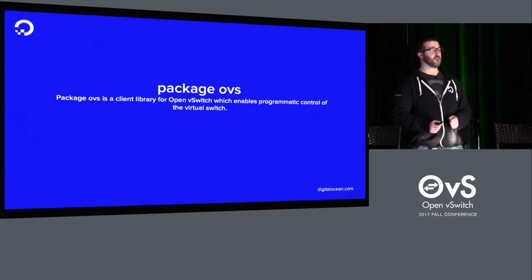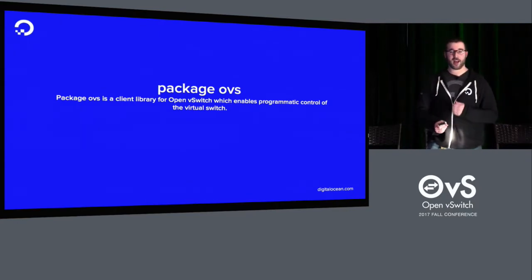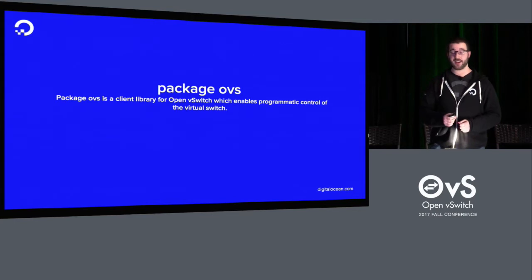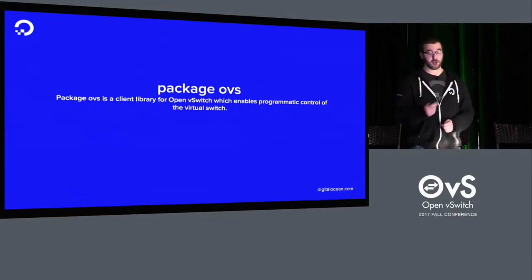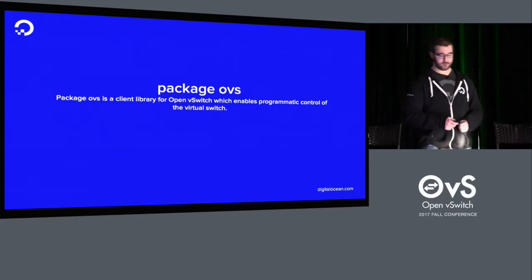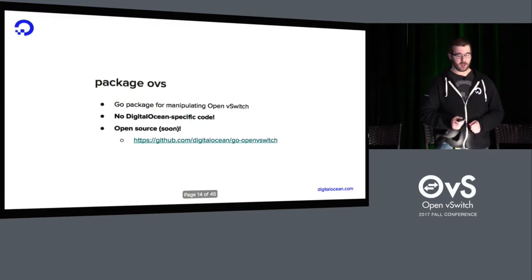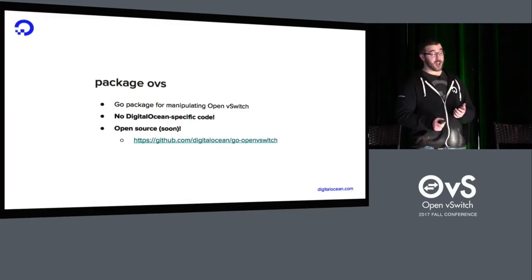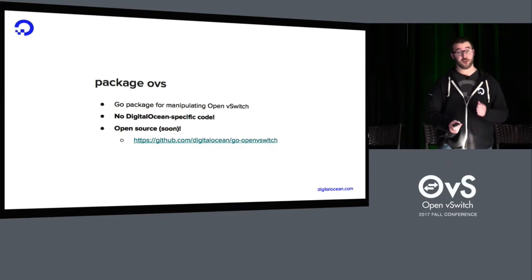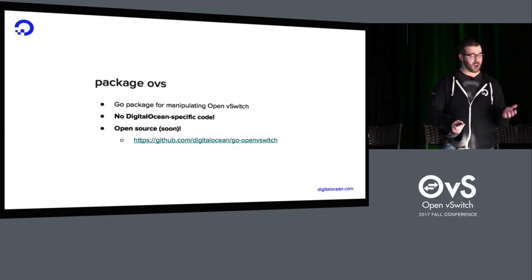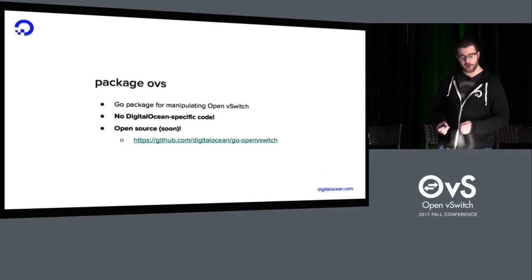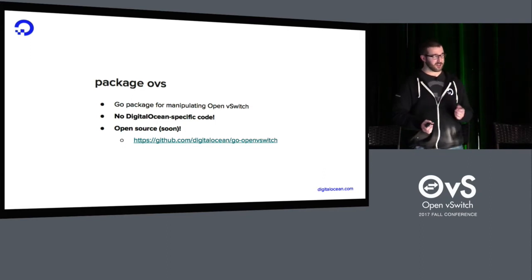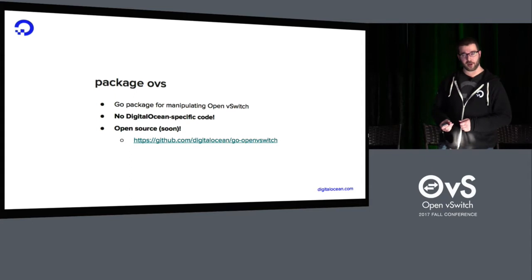So first, I'd like to introduce package OvS. And this is our client library for vSwitch. And it enables programmatic control of the virtual switch from the Go programming language. So this is a Go package for manipulating OvS, but it contains no DigitalOcean-specific code whatsoever. You can see the GitHub link here, and it's not open source yet. We're waiting on final approval, but it should be very soon. And we've been using this for roughly 2 years in some form or another.